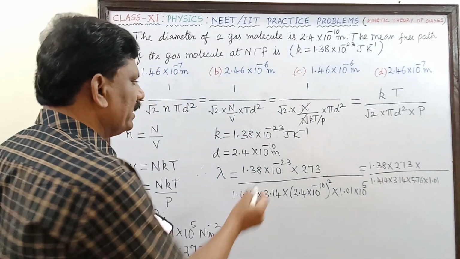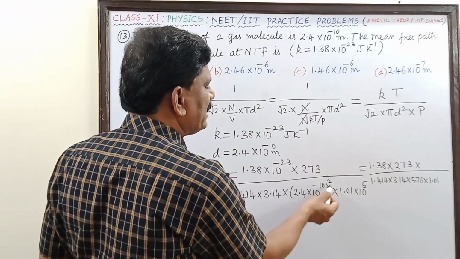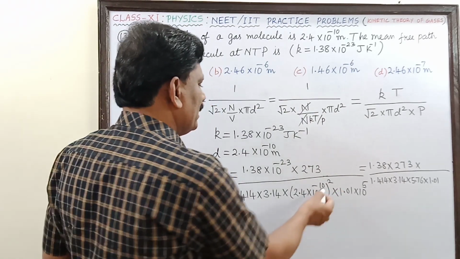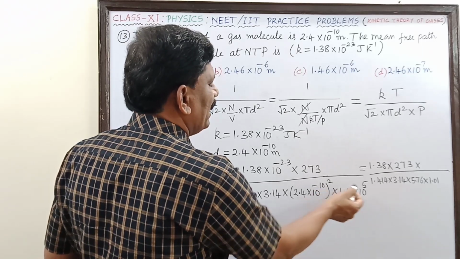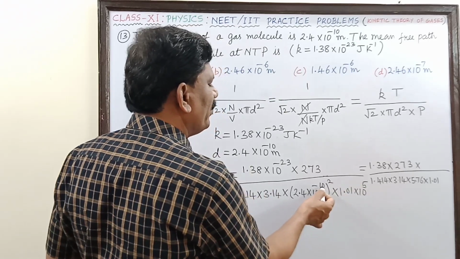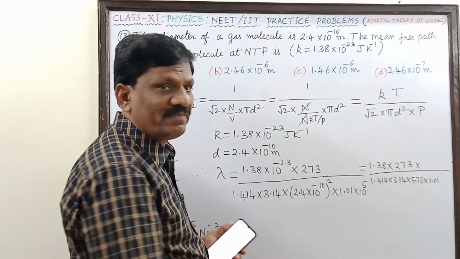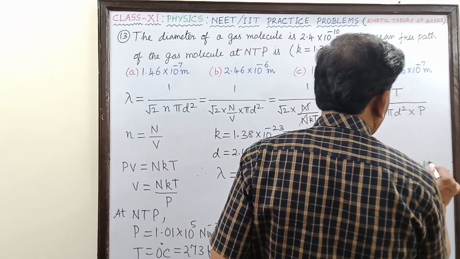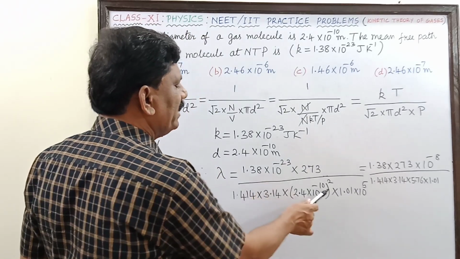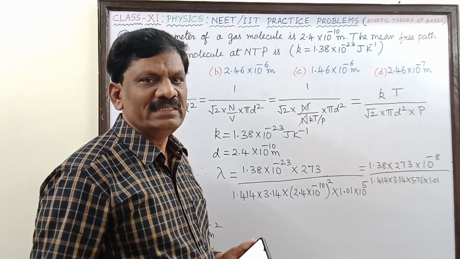Now here you see 10 power minus 23. Here 10 power minus 10 the whole square will become what? 10 power minus 20. Here 10 power minus 20 and here is 10 power plus 5. So when you add these two it will become 10 power minus 15. So when this is coming up as 10 power plus 15, then into 10 power minus 8 will be remaining. So this is 23, here 15. So when it is coming up it will become minus 8.